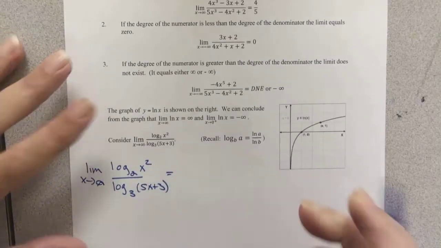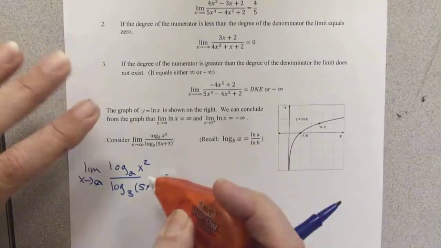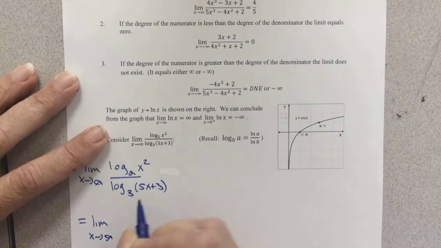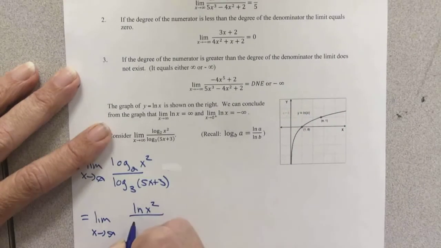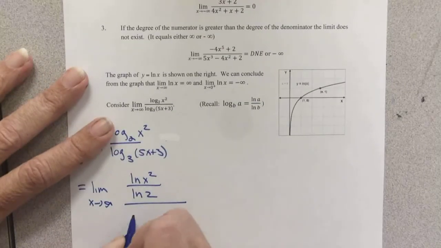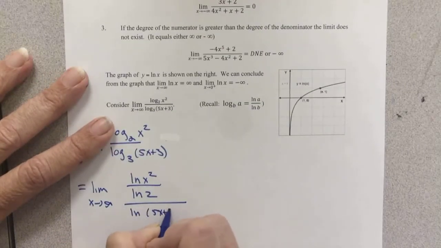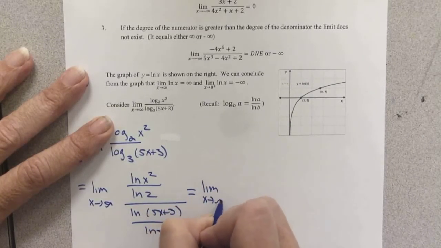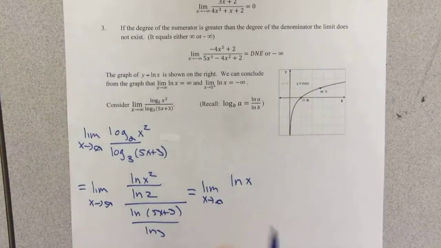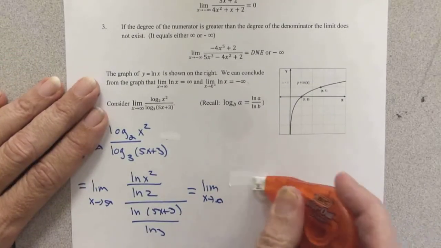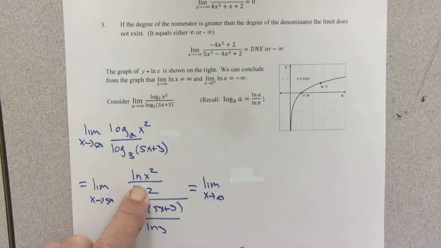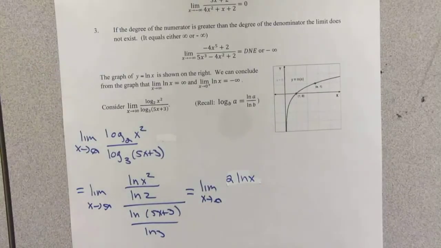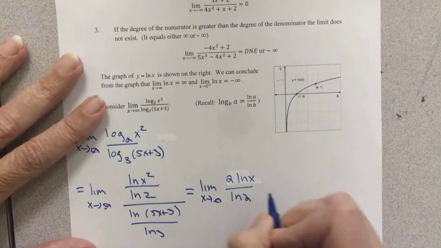The first thing I'm going to do is rewrite that in terms of natural logs. And so that's going to be the limit as x goes to infinity of natural log of x squared over natural log of 2 over natural log of 5x plus 3 over natural log of 3. Simplify that. So that's the natural log of x squared. We'll take two steps at once here. Properties of logarithms: an exponent on my argument can come down in front, so that's 2 natural log of x over natural log of 2.